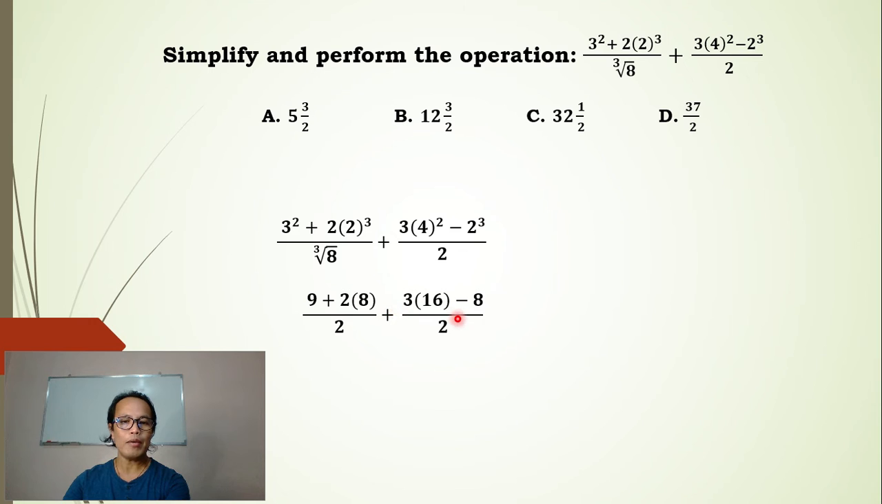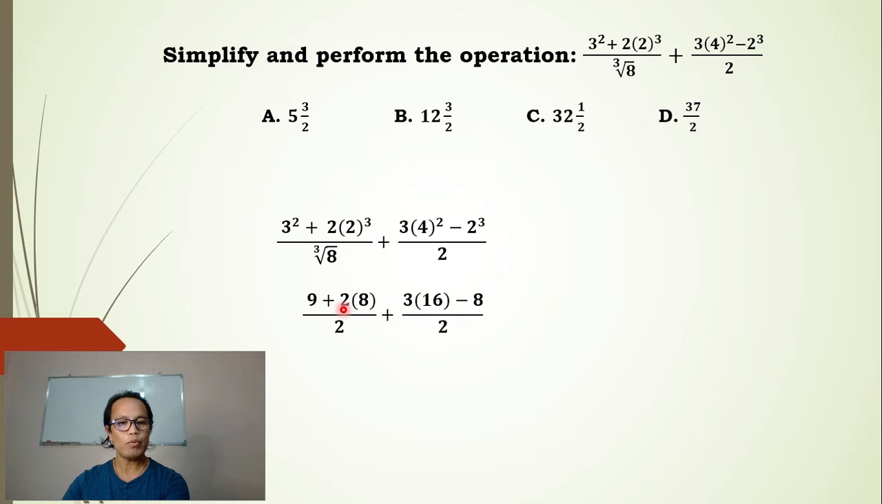Now the same happens in the second fraction. So we have here 3, we copy first 3, then we simplify 4 squared. 4 squared, that means we multiply 4 two times, that means 2 times 2. So that's why we have here 16. Then we copy minus, then we simplify 2 cubed, that is 8. That means 2 times 2 times 2. Then we just simply copy the denominator in the second fraction, which is 2.